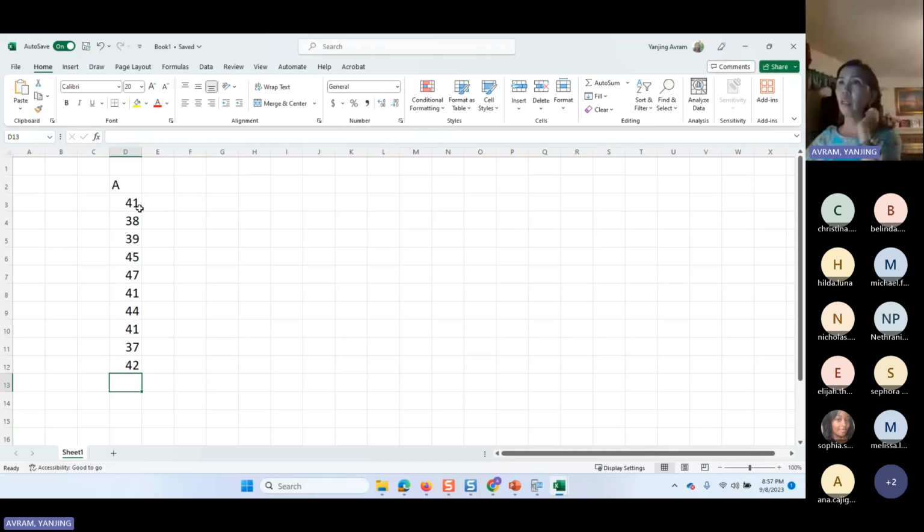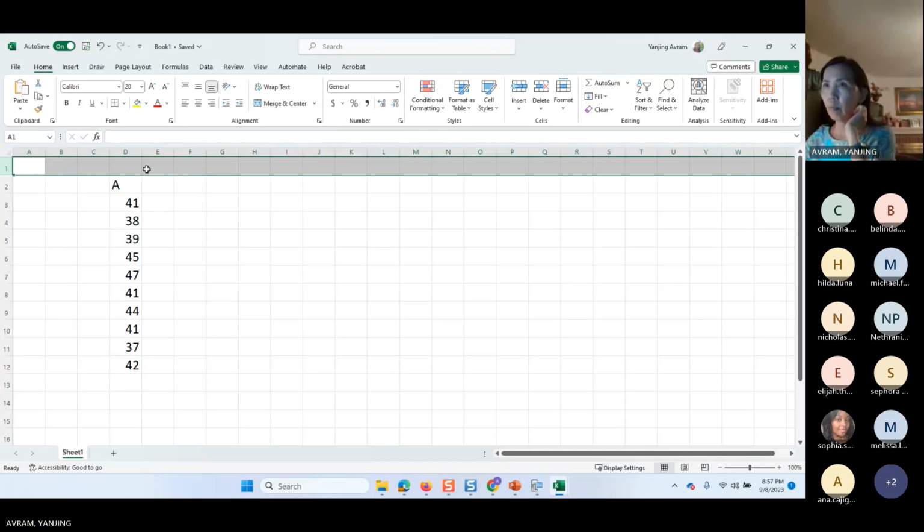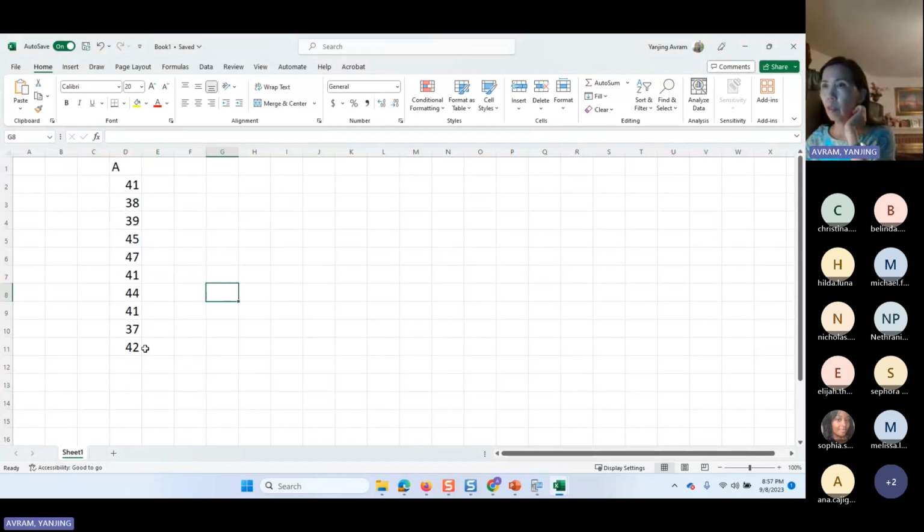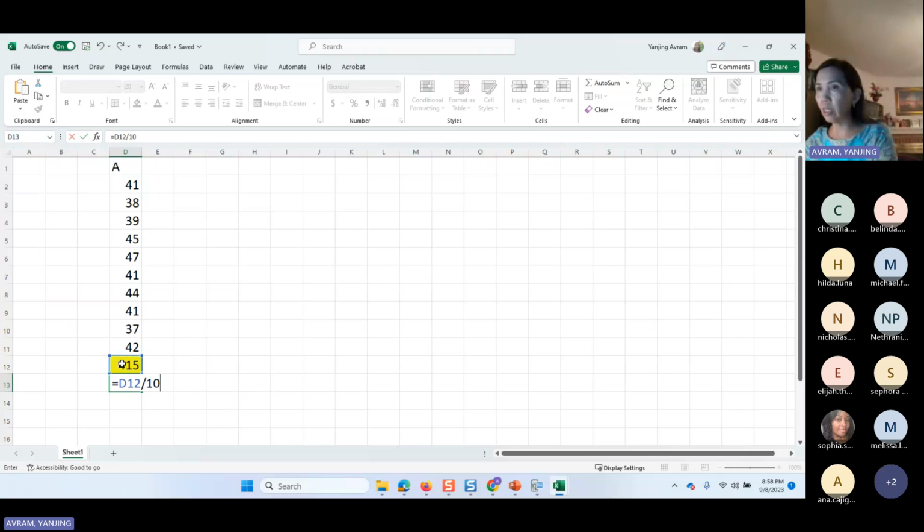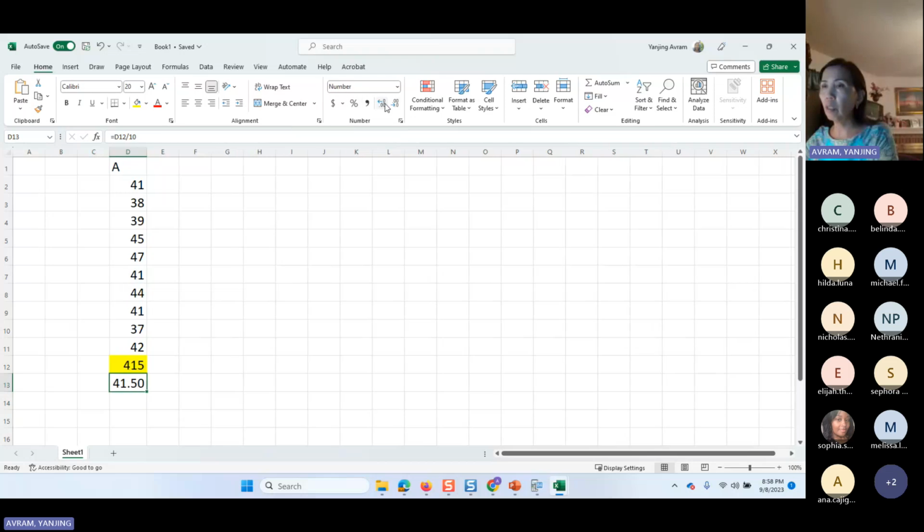So I have these 10 data points here. If I want to find a sample mean, I can just highlight them together. Look at that, this big sigma is the auto sum. So I have my sum here, 415, and then this divided by n here is 10. I want one decimal point.